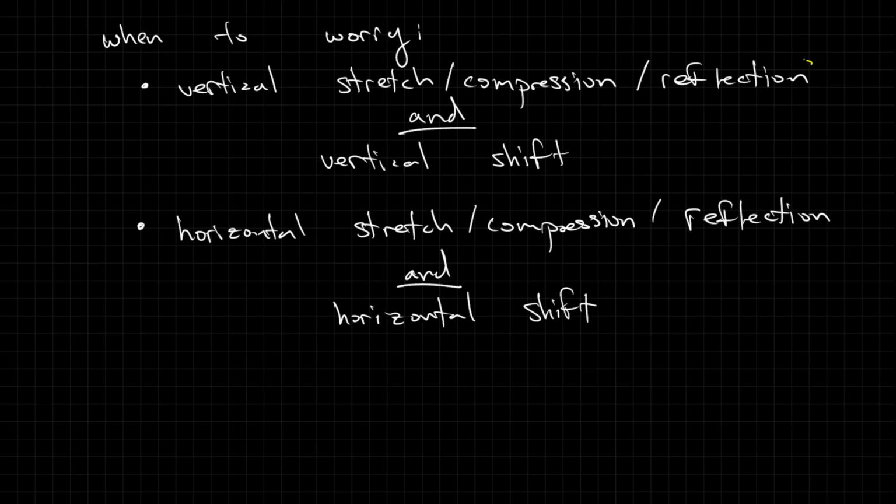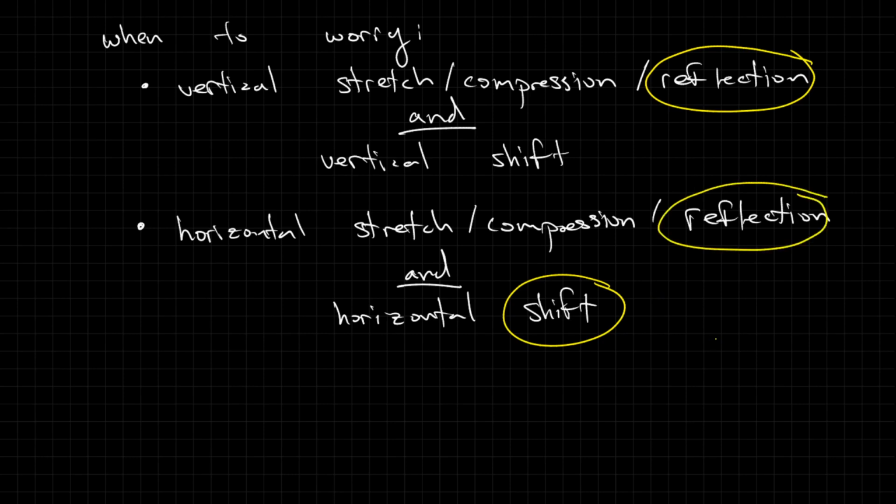So for example, if you have a vertical reflection and a horizontal shift, and those are the only transformations in your problem, you don't have to worry. And more specifically, what I mean by worry is if you change the order of these transformations, everything will be fine. However, as soon as you add in a horizontal reflection, you have to start thinking about the order. Let's go to an example and determine which of these examples we have to think about the order carefully.